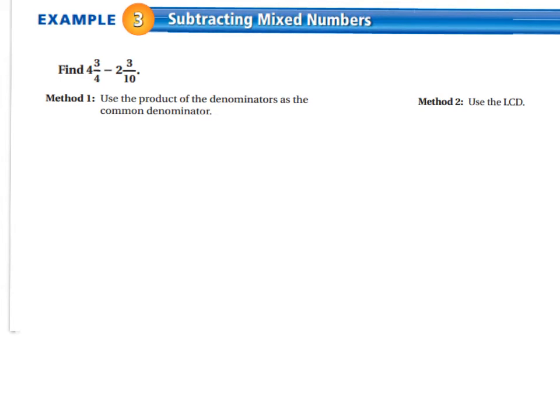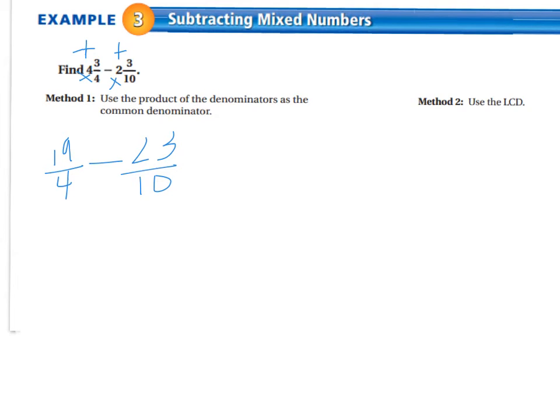So starting with method 1, the first thing we have to do is get those mixed numbers into improper fractions. Recalling the procedure for that, you multiply the denominator by the whole number and then add the numerator. So 4 times 4 is 16, plus 3 more would be 17, 18, 19 fourths. And 2 times 10 is 20. Adding the 3 from the numerator is 23 tenths. So now we have the problem 19 fourths minus 23 tenths.